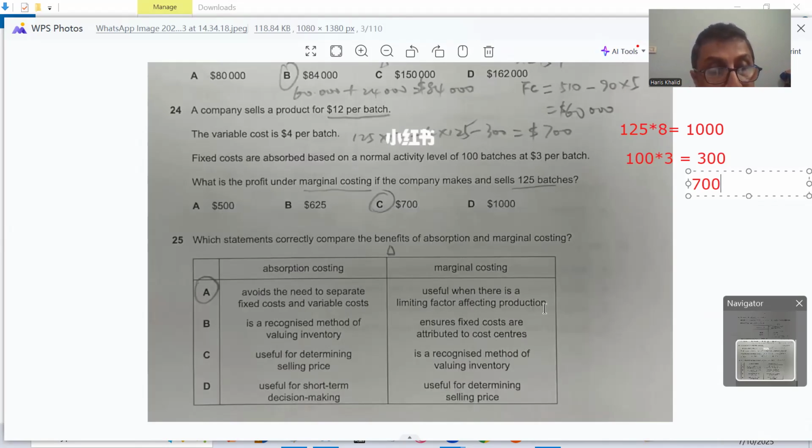B is a recognized method of inventory valuation. That's true, but marginal costing ensures fixed costs are attributed to cost centers. No, that is for absorption. Useful for determining selling price. Yes. Is a recognized method of valuing inventory. No. Useful for short-term decision making is marginal costing. Useful for determining selling price is absorption costing. So A is going to be the answer for this particular question.